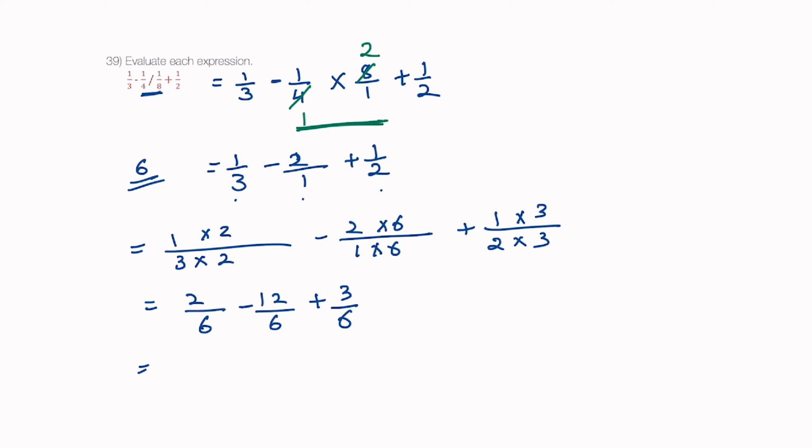Now my pluses together, 2 and 3 is 5 over 6 minus 12 over 6, which is equal to minus 7 over 6. And that's the answer. If you want, you can convert this, which is 1 over 6. The 40th. Here again, we have minuses and divisions together.